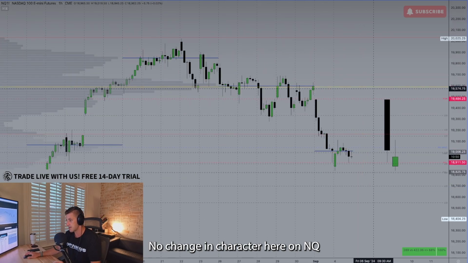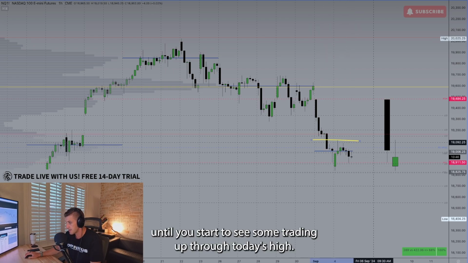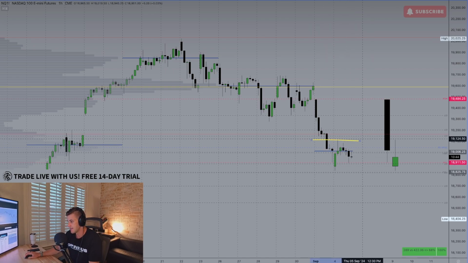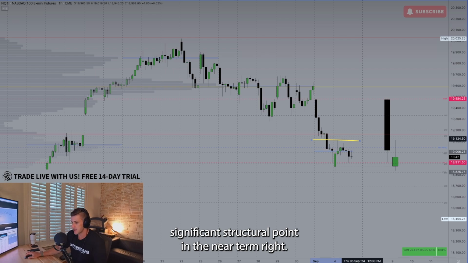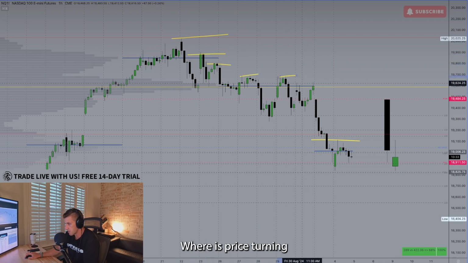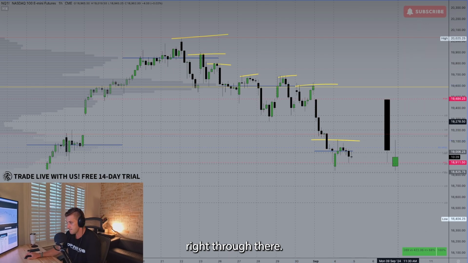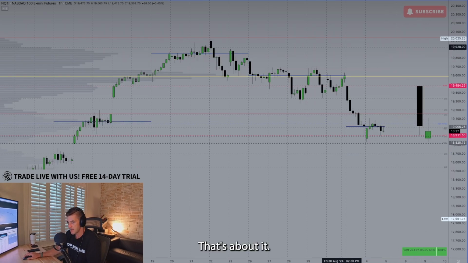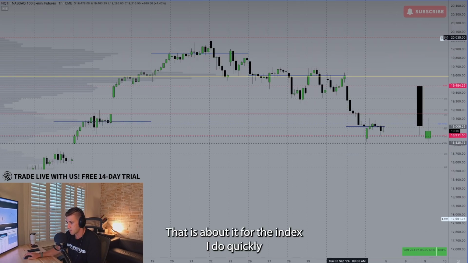Now, no change in character here on NQ until you start to see some trading up through today's high. That's going to be that most significant structural point in the near term, right? So remember, when we're talking about market structure, we're looking at pivots. Where is price rolling over? Where is price turning? Right through there.